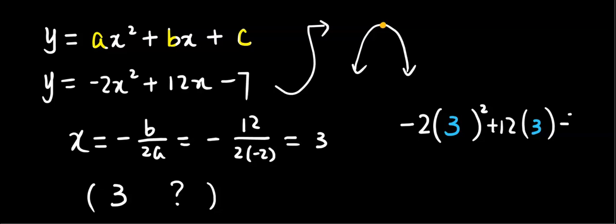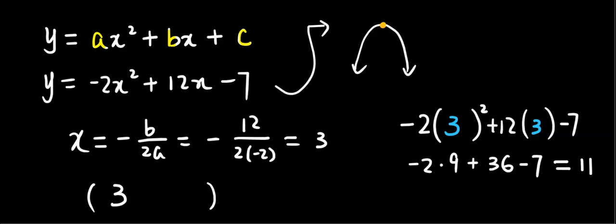And then minus 7. Now, negative 2 times 3 squared, that is negative 18. Plus 12 times 3, that's 36. And minus 7. And this gives us 11, which means this missing value here is 11. Now you got a point. The point is a coordinate pair. It says x is 3, y is 11. Guess what? This is your maximum point. (3, 11). It is also your vertex.